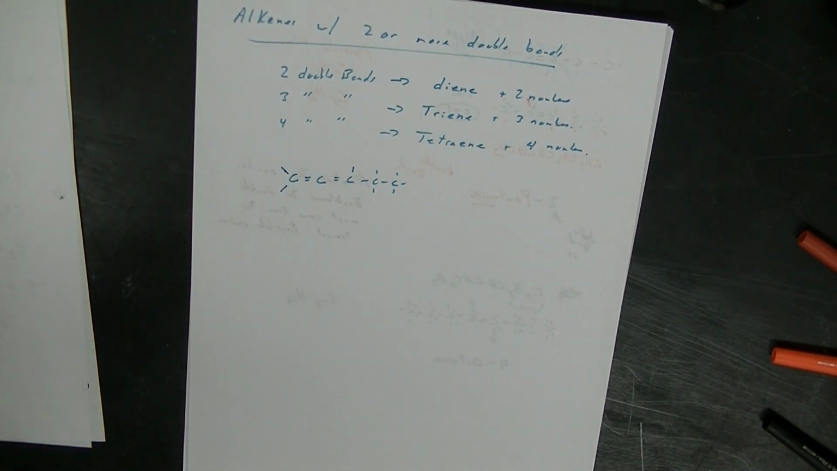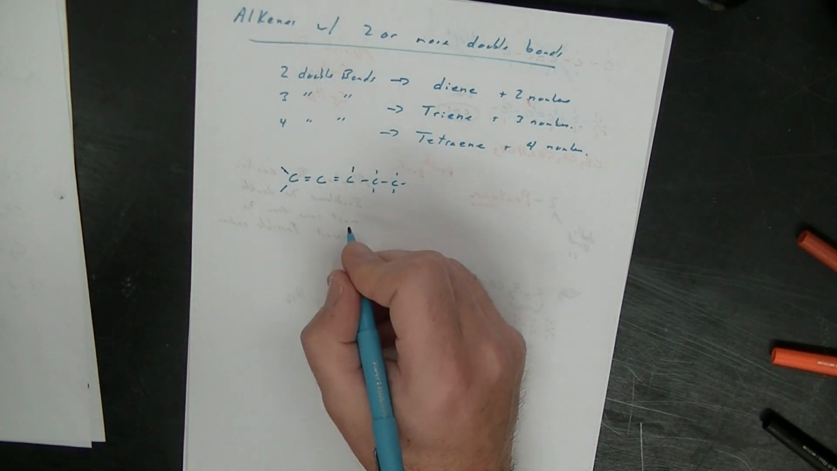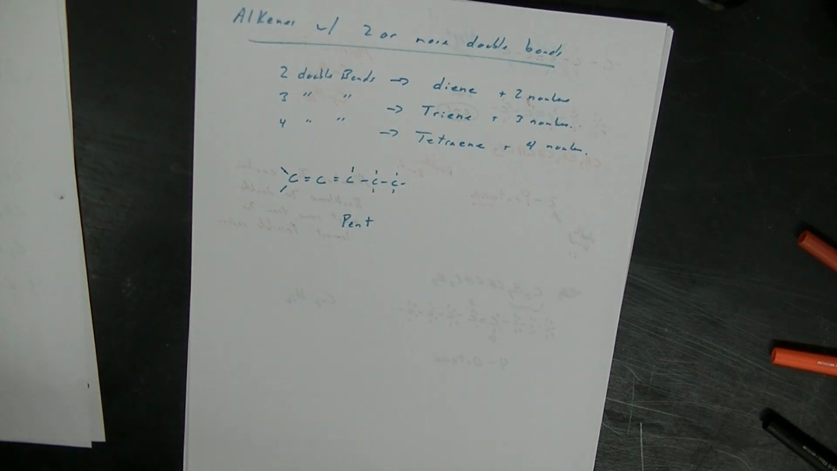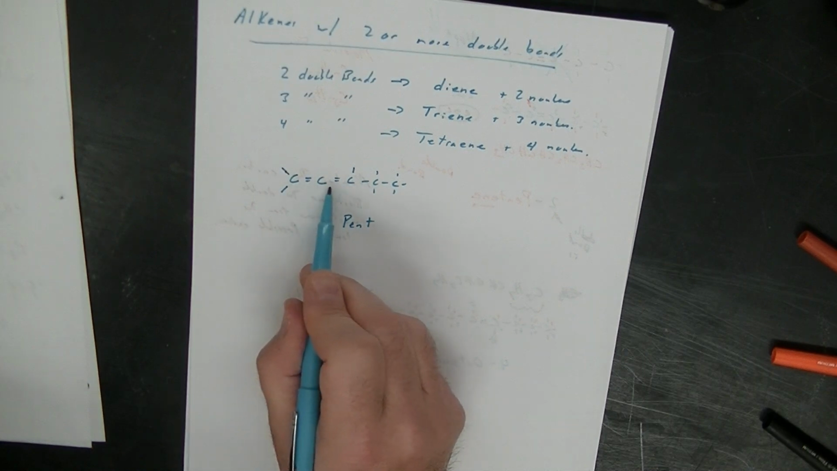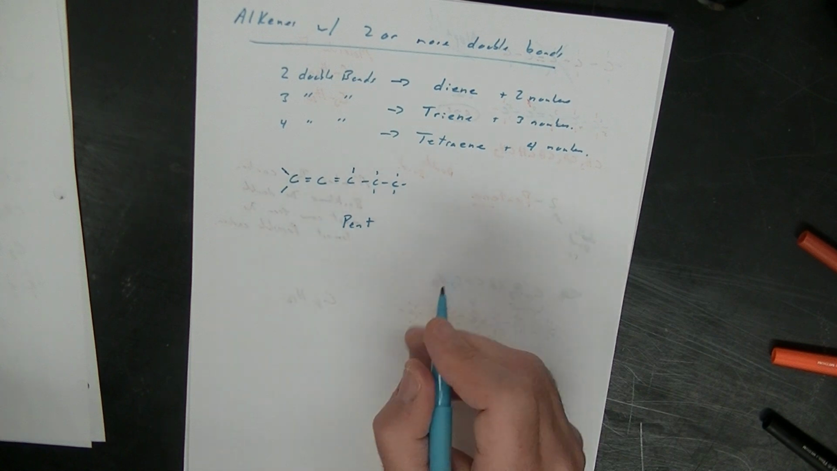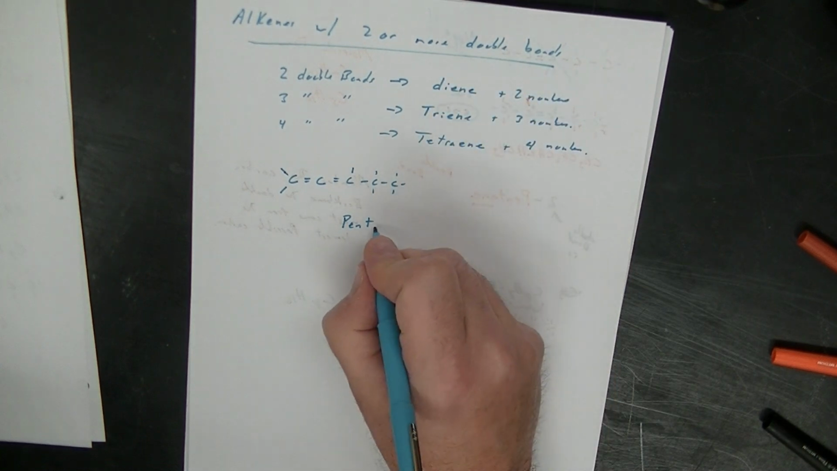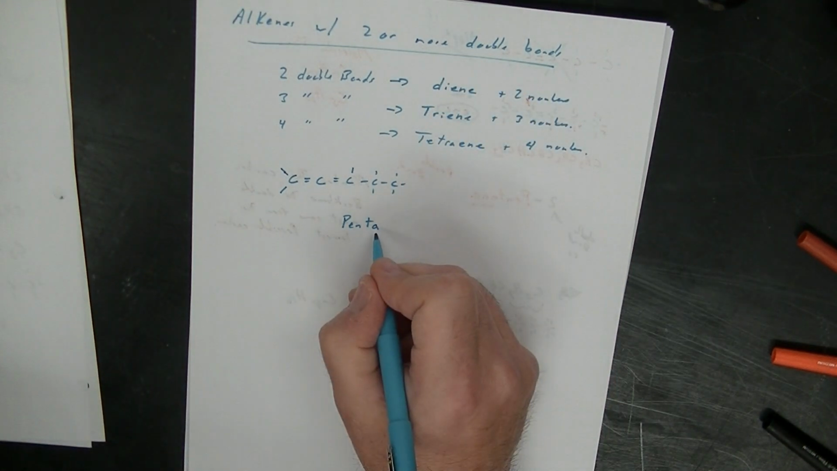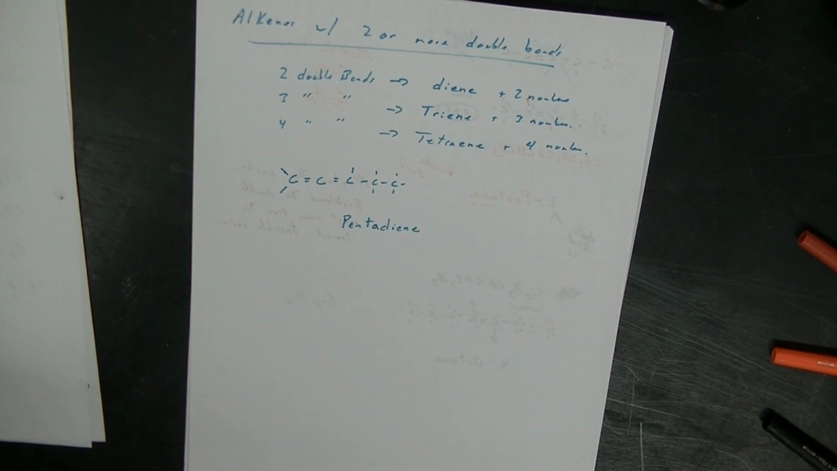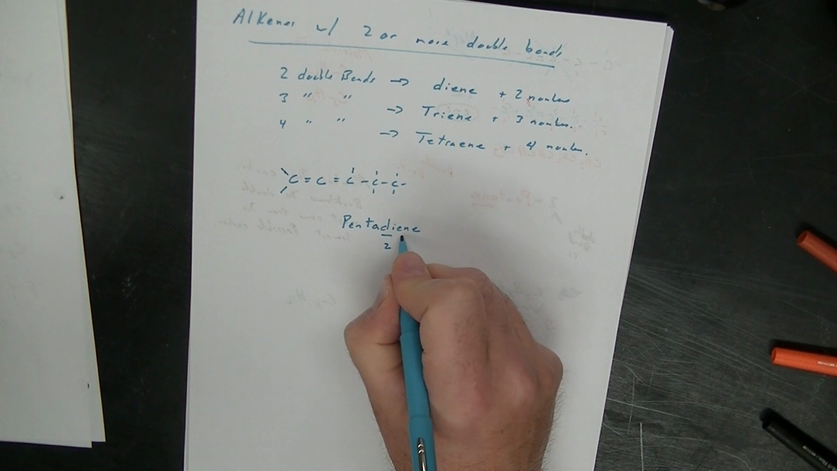Let's go ahead and name this. Okay, so this is a 5-carbon chain. So it's a type of pent. All right. There are 2 double bonds. So instead of just pentene, it's a diene. But if it starts with a consonant, it doesn't start with a vowel, we end up adding an A in here. So this becomes pentadiene.